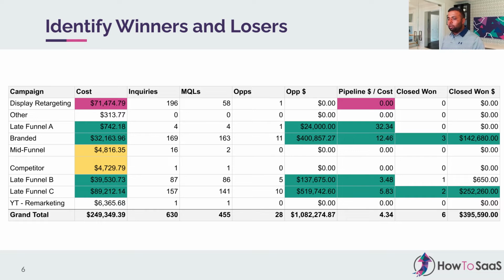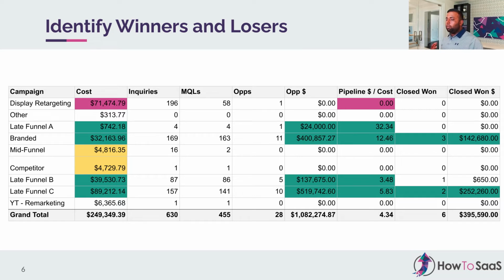Conversely, if we look at some of these late funnel campaigns, they're doing incredibly well, particularly this late funnel C campaign. Well, the branded campaign is more obvious, but looking at the late funnel C campaign, they've generated about $500,000 in opportunities on $90,000 of spend, and they've also closed $252,000 out of this 519. So almost a 50% conversion rate to closed won. And so immediately this campaign becomes a place where you want to put even more budget than the $90,000 per month that you've previously allocated.